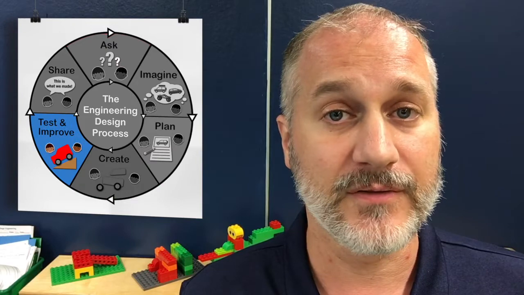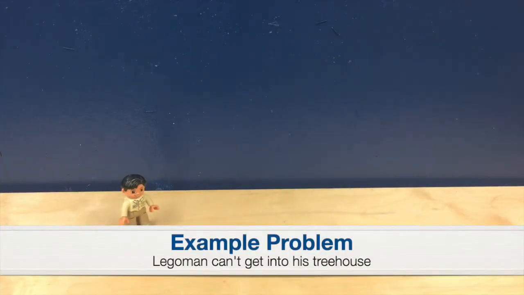The one that we use at the Locke School has 6 steps. The steps are ask, imagine, plan, create, test and improve, and share. And in our last lesson, you already started to do the first one. Ask questions. Go you! Let's do an example together.